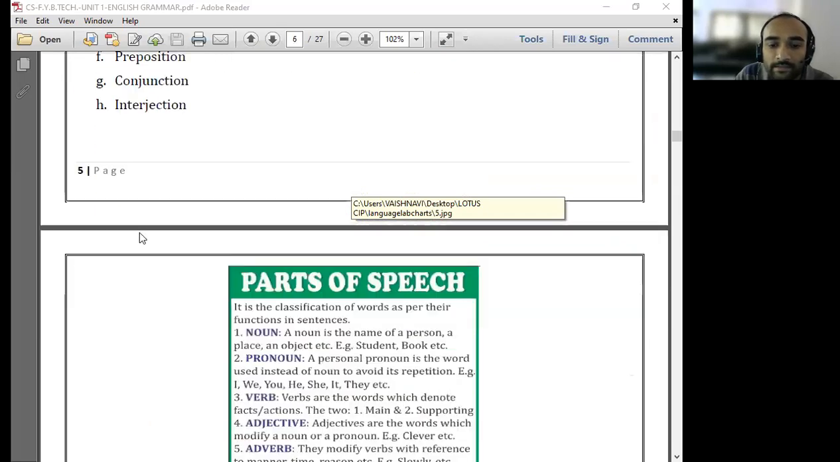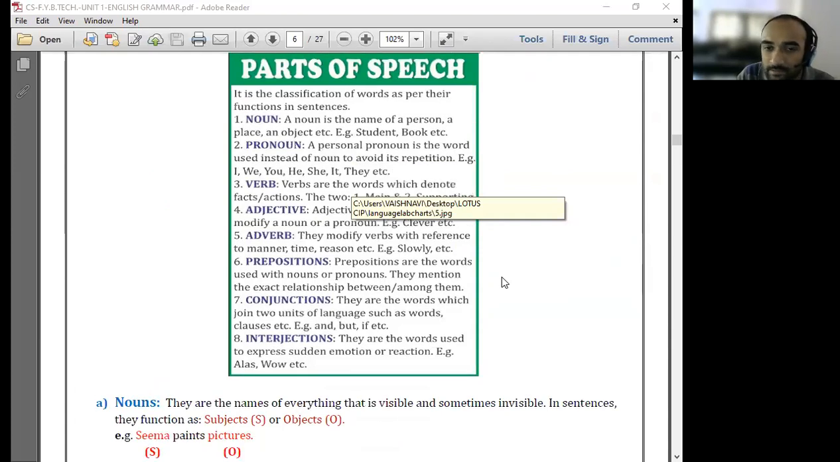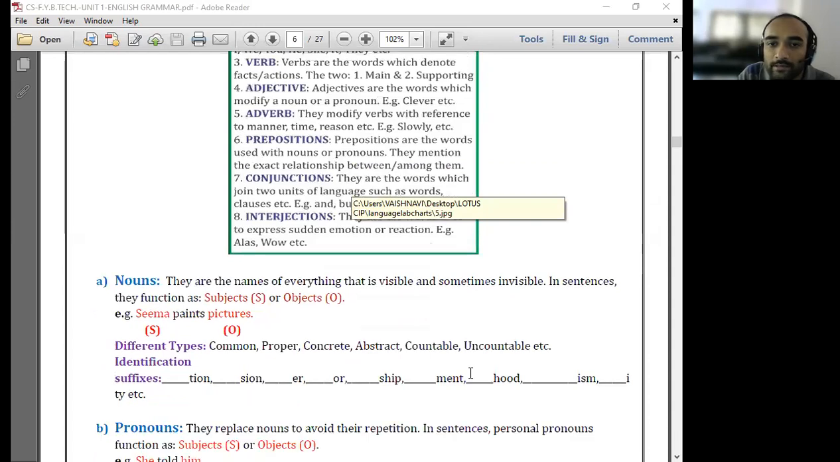Then we have started with the nouns. So what is a noun? A noun is a naming word. It names a person, a place, or an object. Okay, that may be visible or invisible. Then we have seen the pronouns. A pronoun is the word which replaces a noun or which is used instead of the noun. Okay, to avoid the repetition of the noun. For avoiding the repetition of the noun, we use pronouns in sentences.